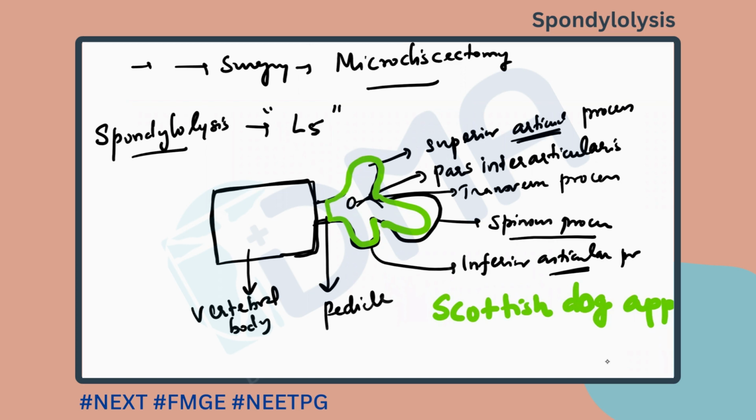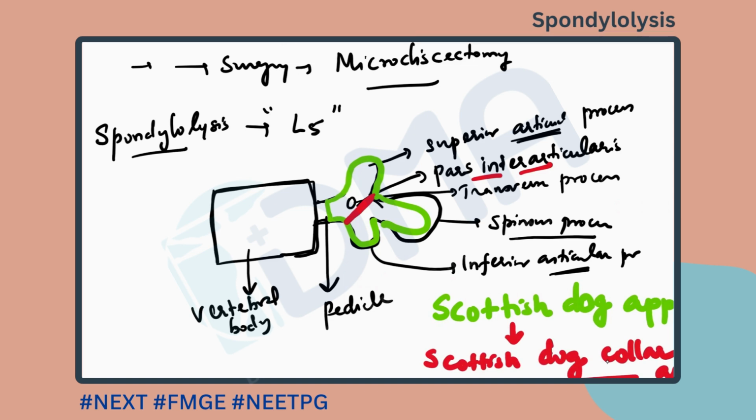Now what is called a spondylolysis? Spondylolysis is a fracture of the pars interarticularis. This is the region which we call the pars interarticularis. If a fracture appears there, it is called spondylolysis. So in spondylolysis, the sign we get is the Scottish dog wearing collar appearance.